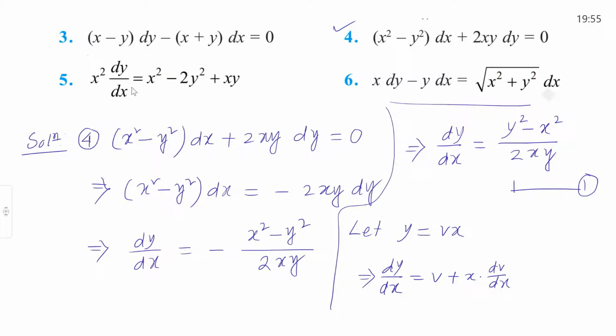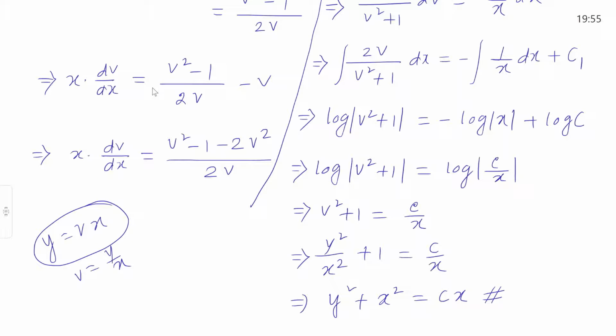Now you should try to solve this yourselves. I am taking question number 6. You do it; the method is the same. Question number 6 is an important question: x dy dx minus y dx is equal to this. Question number 6.